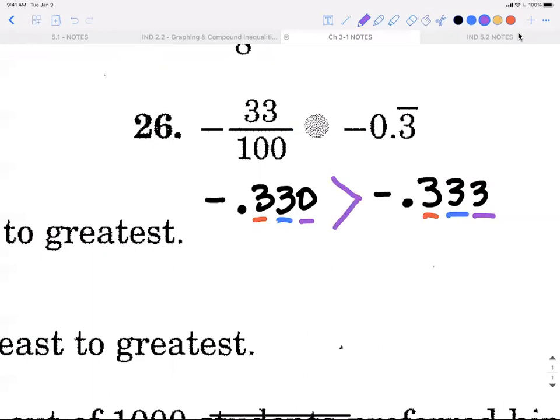So make sure when you're comparing and figuring out greater than or less than, make sure that you get both of your decimals out to the same number until you have a tiebreaker. And if that means adding zeros, that's okay. All right.